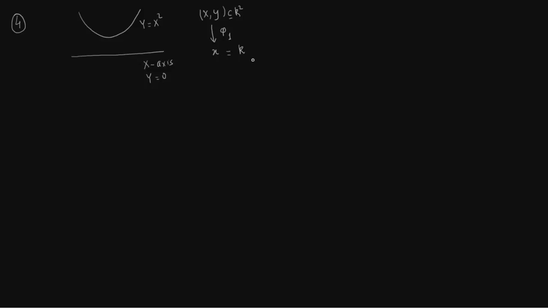Now we can draw an inverse map from K to K2. So t goes to (t, t squared). Obviously, if you put x as t, then y is equal to x squared, so that will be t squared. So this is map phi 2. This goes from K to a subset of K2. Okay, so now phi 1 and phi 2 are inverses to each other.